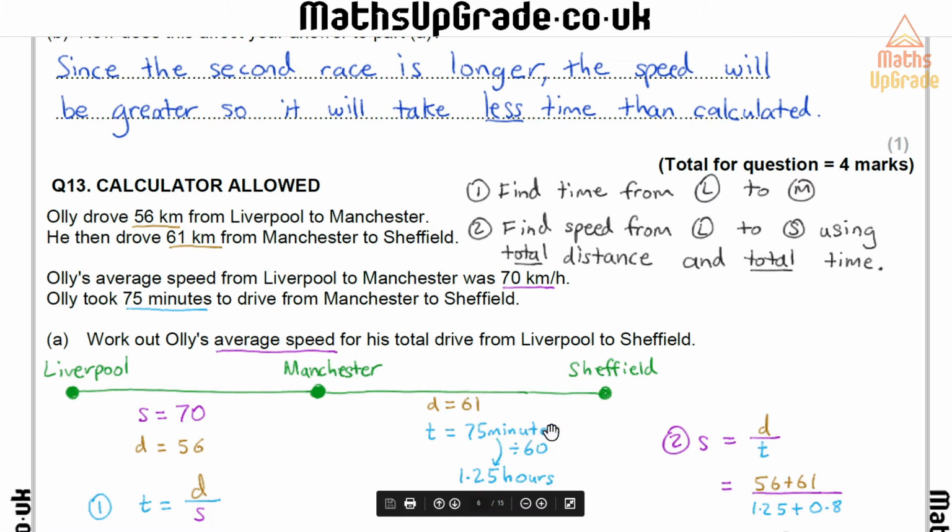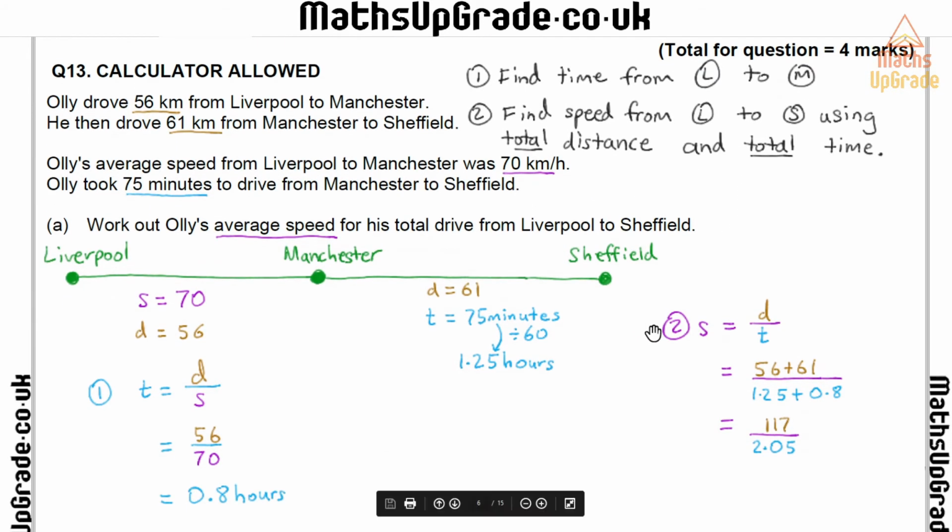Okay. What I'm going to do is the first part I'm going to find the time from Liverpool to Manchester. Then I'm going to find the speed from Liverpool to Sheffield using the total distance and the total time. So the total distance and the total time is what I need to work that out. So let's find the time from Liverpool to Manchester. Well, Liverpool to Manchester, I've got the speed and I've got the distance. So the time, I'll just do the distance divided by speed. That would be 0.8 hours.